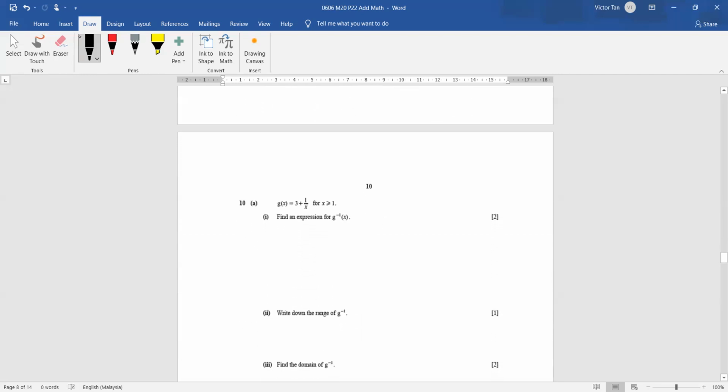g(x) is 3 plus 1 over x for x larger or equal to 1. Find an expression of the inverse function of g. So you're going to do an xy interchange. x equals 3 plus 1 over y, 1 over y equals x minus 3, y equals 1 over x minus 3. So the inverse function of g is 1 over x minus 3.